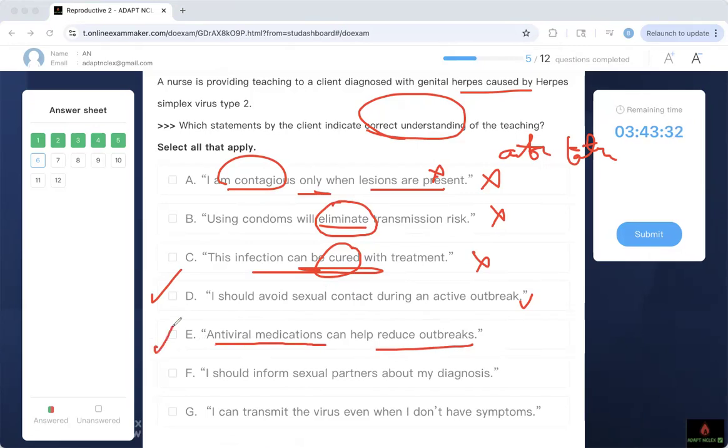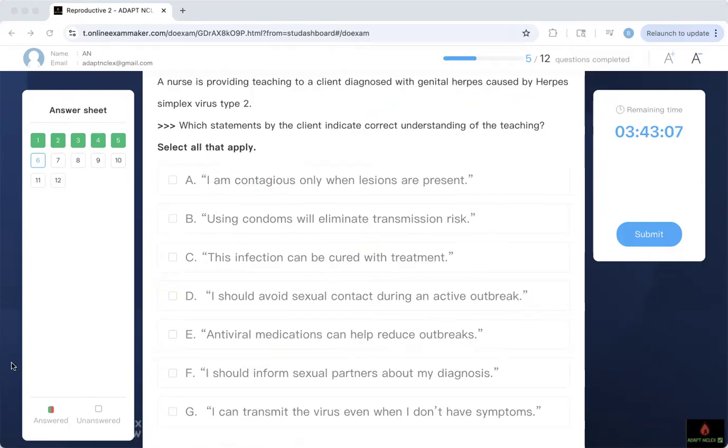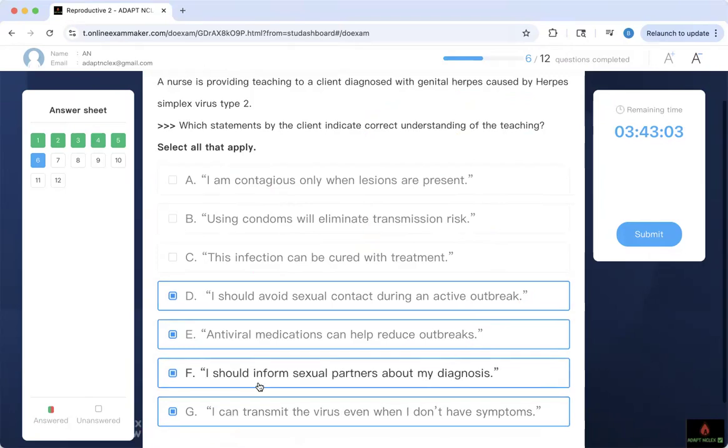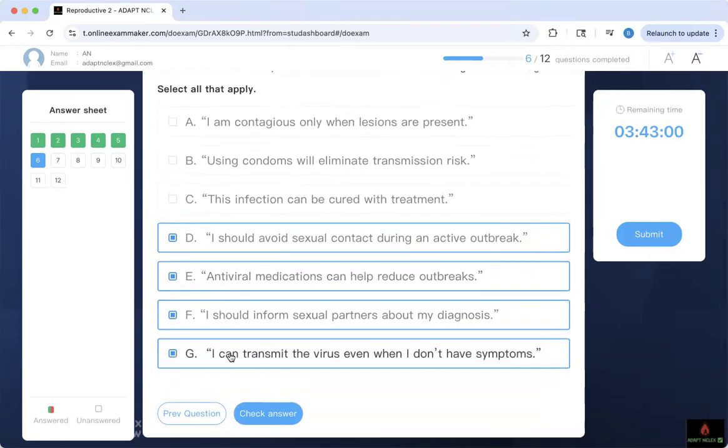It does not eliminate it. I should inform my sexual partners about my diagnosis because it's an STD. It's not going away. I can transmit the virus even when I do not have symptoms, which is the opposite of answer one: I'm contagious only when the lesion is present. This one says I can transmit the virus even when I don't have symptoms. That means if you're asymptomatic, you still have what? The virus. That means the virus does not go anywhere. It sticks with you forever. Therefore, the correct understanding is D, E, F, E, H.